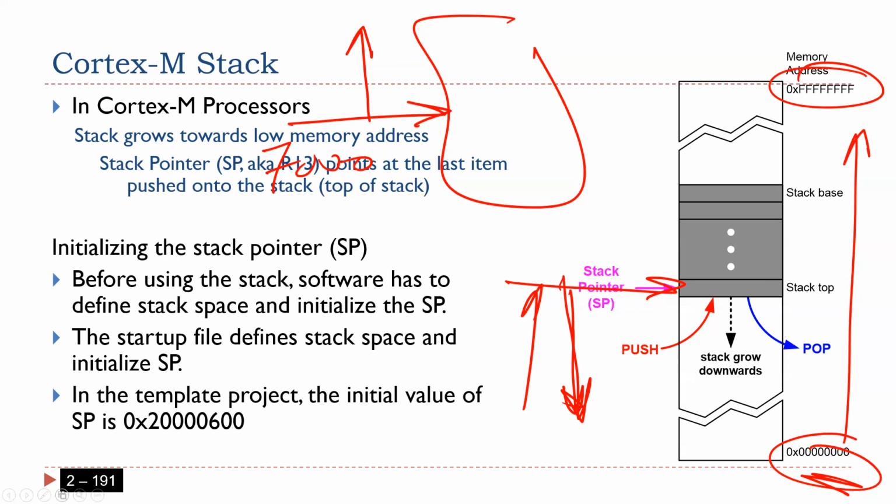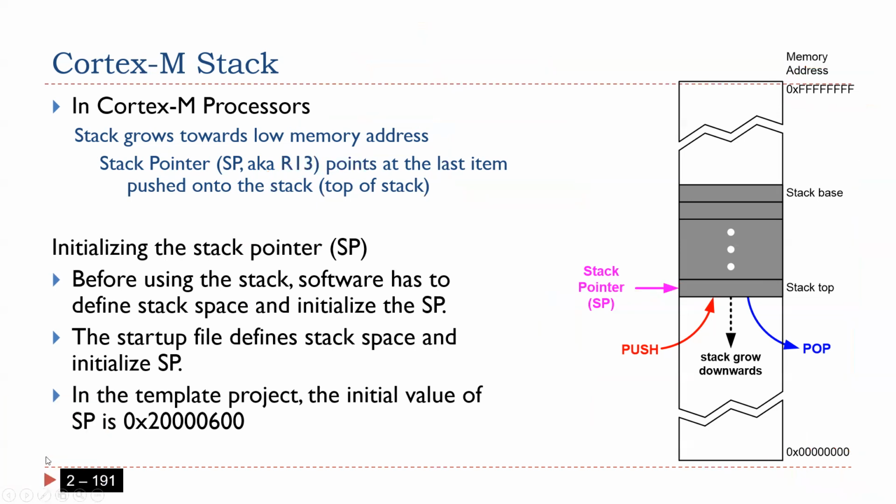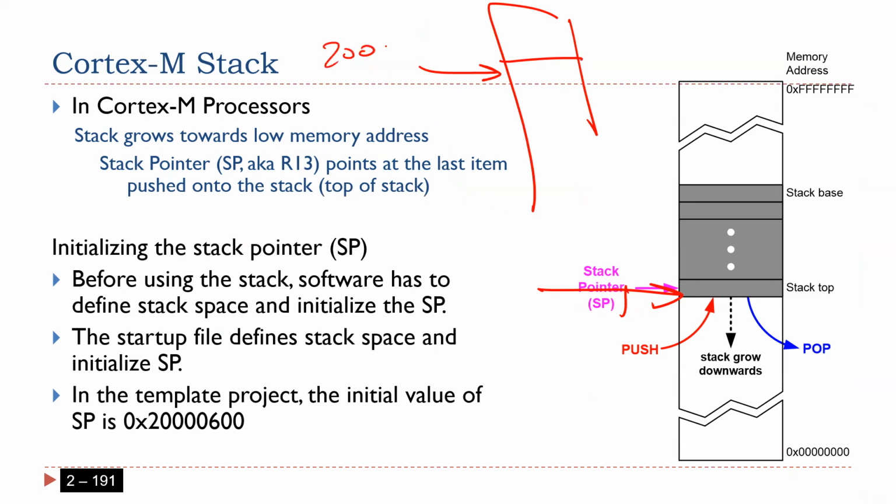So here, once you start from a certain place, let me give you a specific example. I'm going to start from here, for example, 200004, and I want to write. So what's going to happen here?